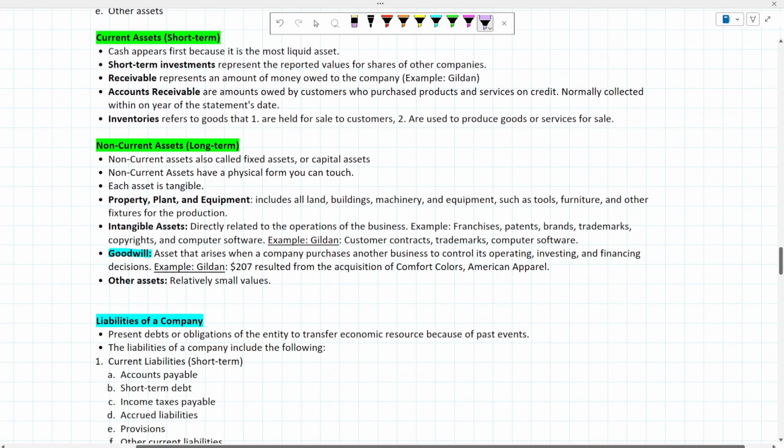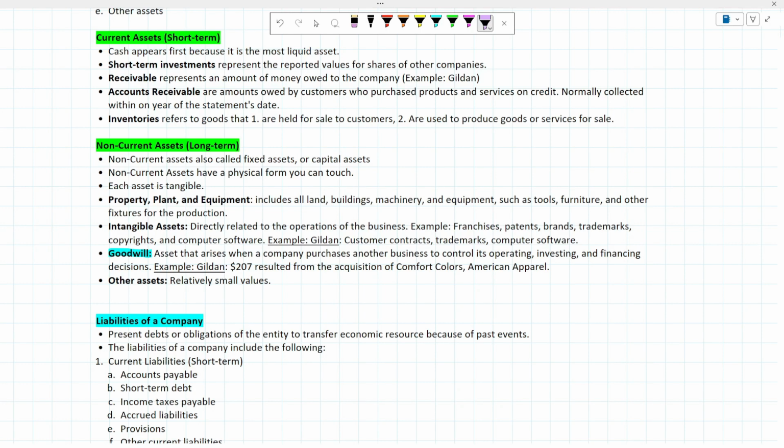So let's explain non-current assets. So this is the long term. So non-current assets are also called fixed assets or capital assets. Non-current assets have a physical form you can touch. Each asset is tangible. Example, like I said before, property, plant, and equipment. This includes all land, the business, buildings, machinery, and equipment such as tools, furniture, and other fixtures for the production of the company. Intangible assets are directly related to the operations of the business. An example of this is franchises, patents, brands, trademarks, copyrights, and computer software.